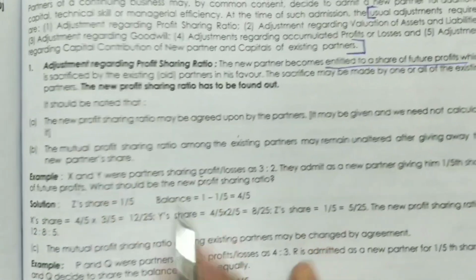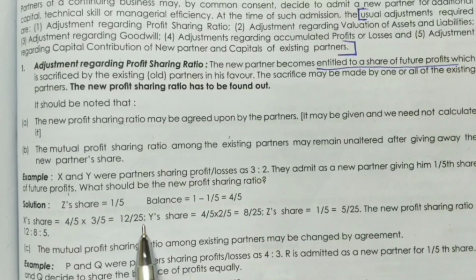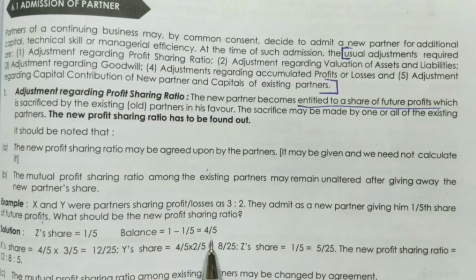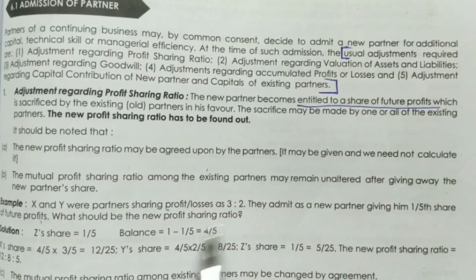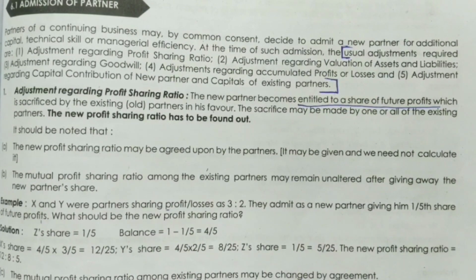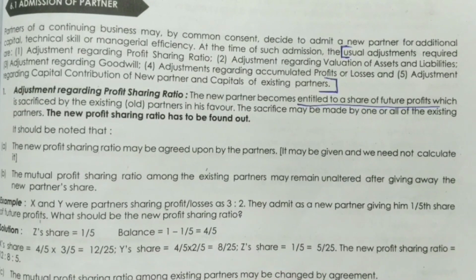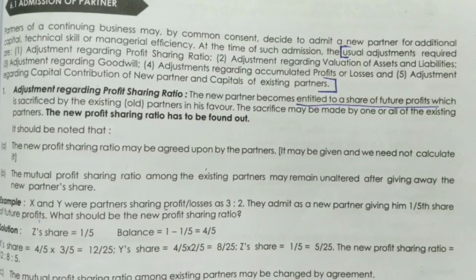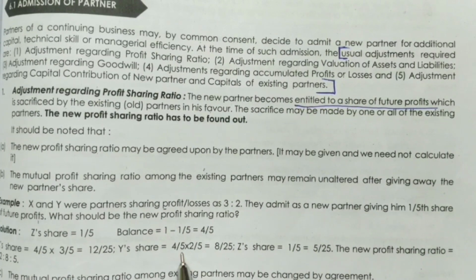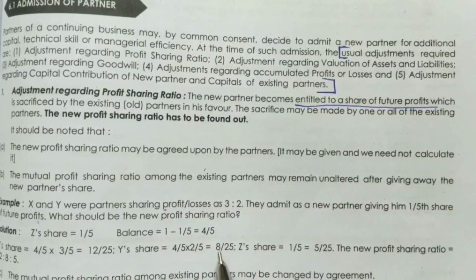4/5 into 3/5. That means the 3/5 portion from this 4/5 is given to X. So we'll get 12/25. Likewise, we are giving the 2/5 portion from this 4/5 to Y, so we'll get 8/25. Okay. Now Z's share is already given in the question, that is 1/5. So we have to make the denominator the same, right? We got X's and Y's new shares as 12/25 and 8/25 respectively.